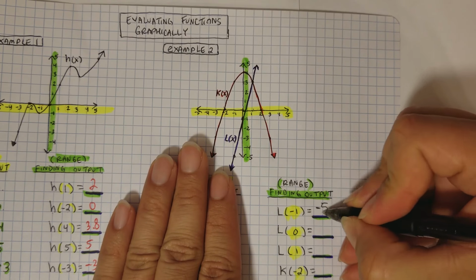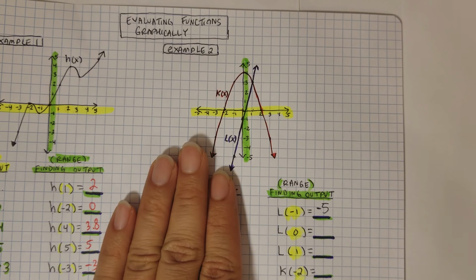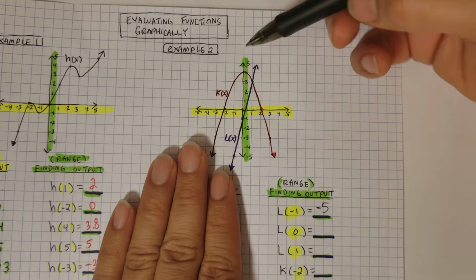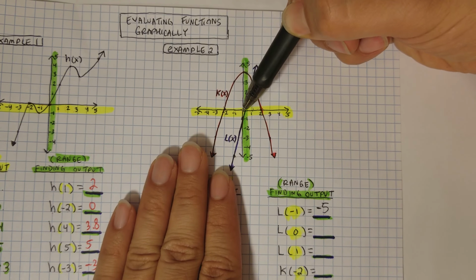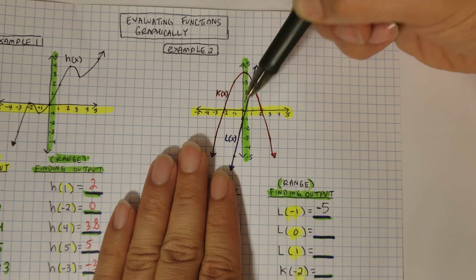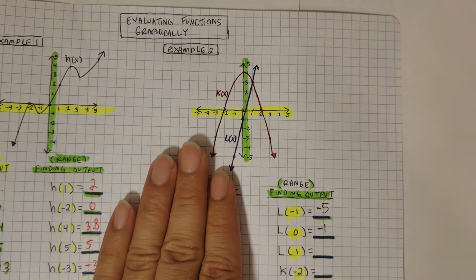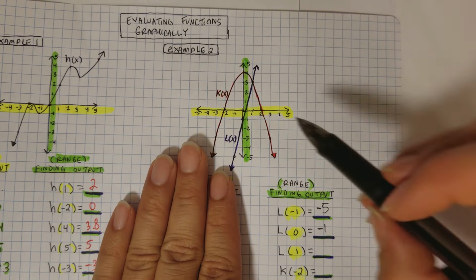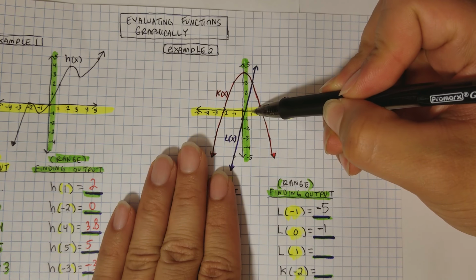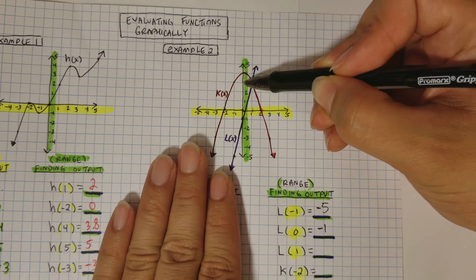So this first answer is -5. Make sense? L of 0, so we go to the 0, look for function L, which is right there, the blue one. So that is going to be right here at the -1. So I'm going to write down -1. L of 1 is equal to what output? So we go to the 1, look for function L, which is right up there. The output for that would be 3.